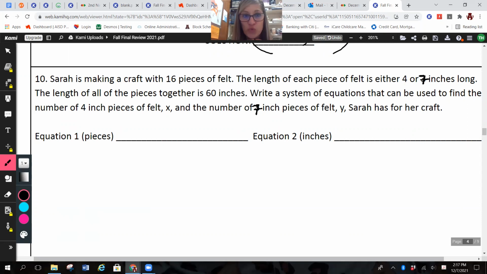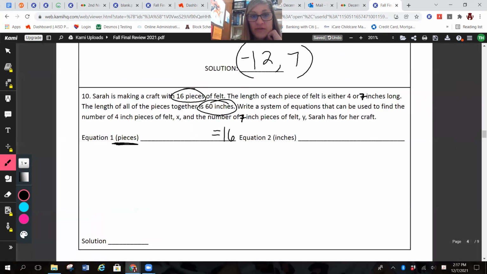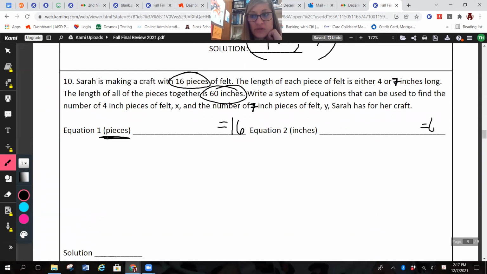Okay, so we've got a craft. There are pieces of felt everywhere. How many pieces? 16 pieces. How many total pieces are there? There's 16 total pieces. How many total inches are there? There's 60 total inches. Write a system of equations that can be used to find the number of 4-inch pieces of felt and the number of 7-inch pieces of felt.